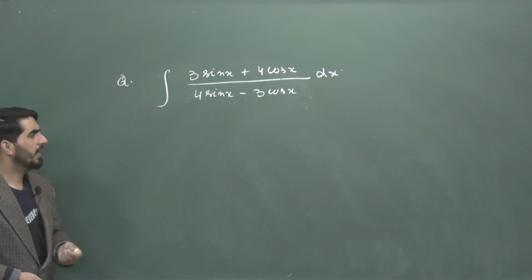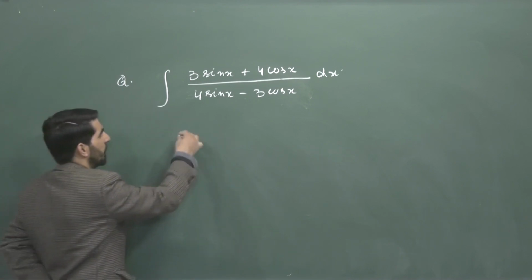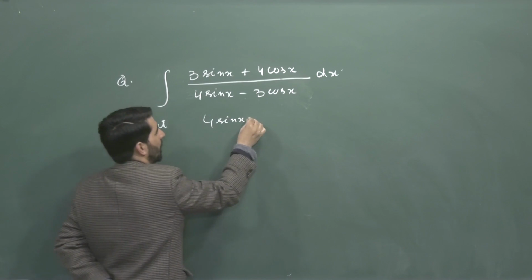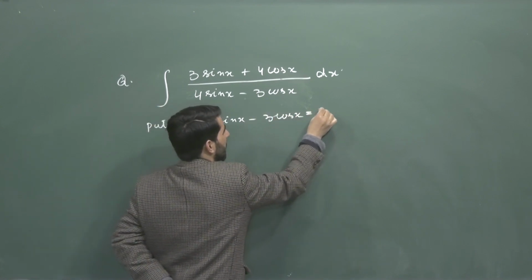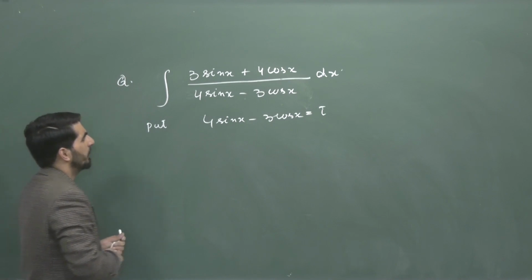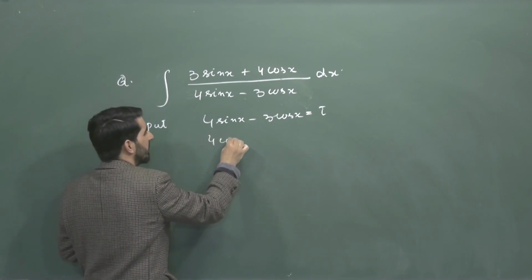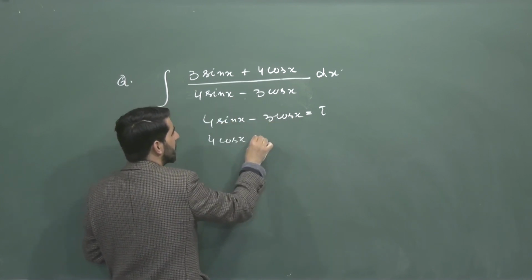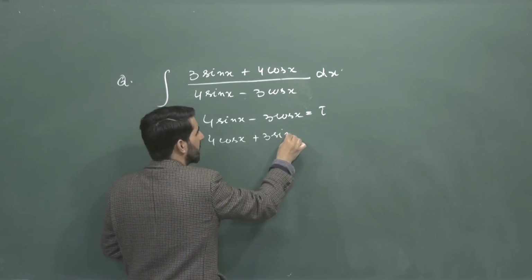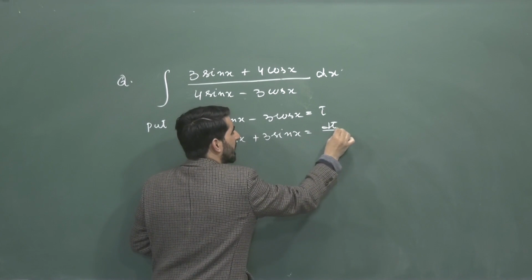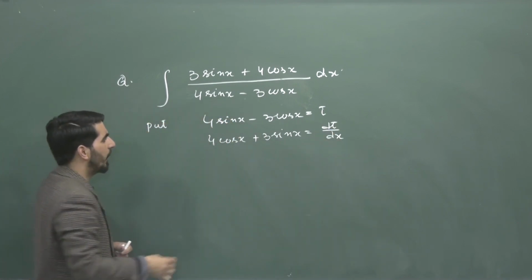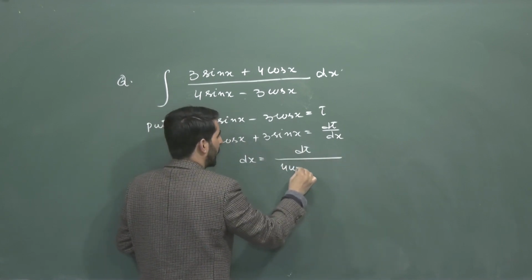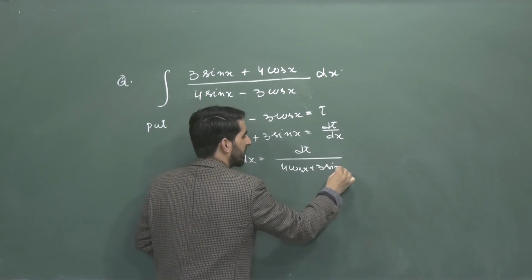So we have to choose the denominator equal to t. Thus we will put here 4 sin x − 3 cos x is equal to t. So the differentiation of 4 sin x is 4 cos x, and the differentiation of −3 cos x is plus 3 sin x, which is equal to dt divided by dx, and the value of dx will be dt divided by (4 cos x + 3 sin x).